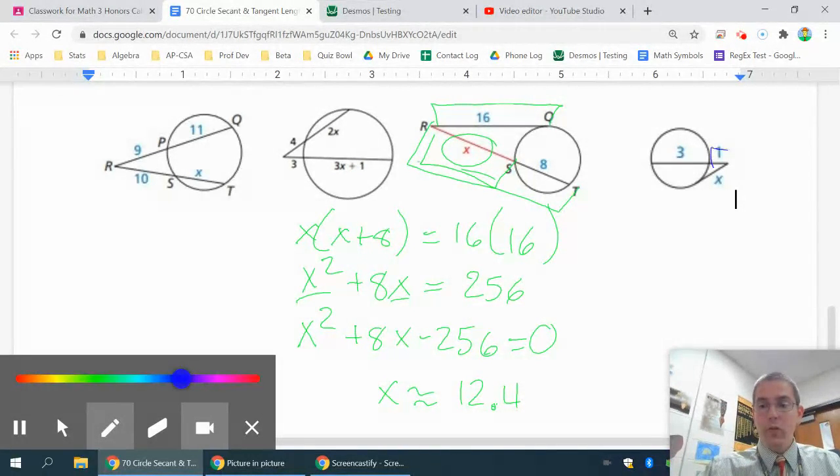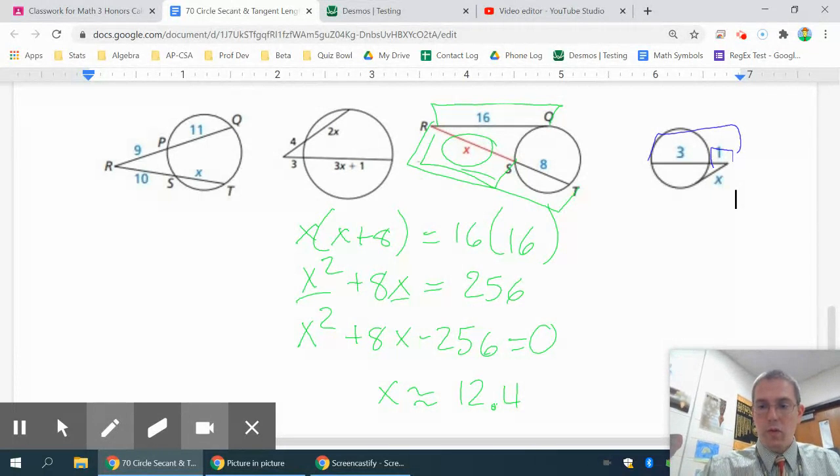In this one, same idea. I do the nose, which is 1, times the whole, which is 4. So 1 times 4 equals the nose, which is x. And remember, for a tangent, the whole thing's a nose, so times the whole is also x. So that means 4 is x squared.